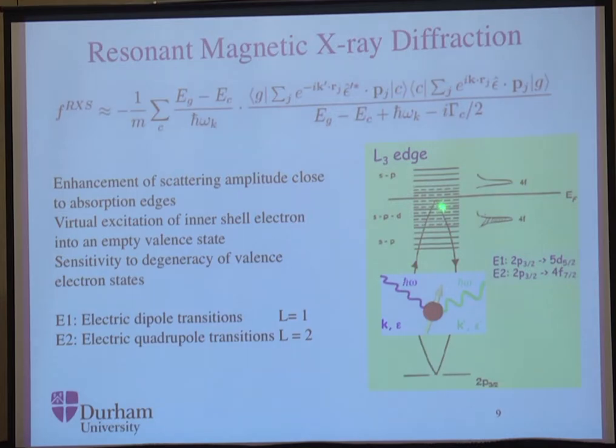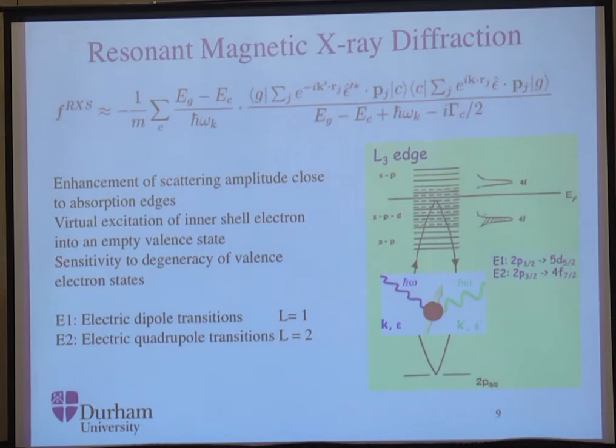And that, of course, is an absorption, so we're absorbing an X-ray that's coming in, it's using this to jump an electron into an unfilled state. But this process happens so quickly that it then drops back down again, re-emitting another X-ray of exactly the same energy, so this is an elastic process. And it's a virtual transition because this happens extremely fast. In fact, it's instantaneous, you can't really notice. So this is a virtual excitation of an inner shell electron into an empty valence state. And what that gives you is sensitivity to the degeneracy of valence electron states up here.